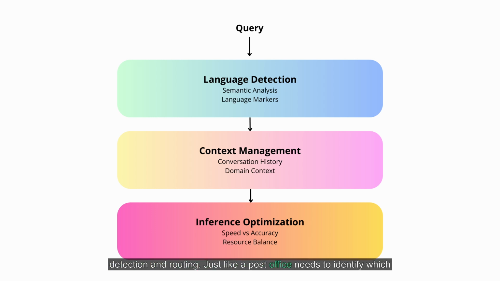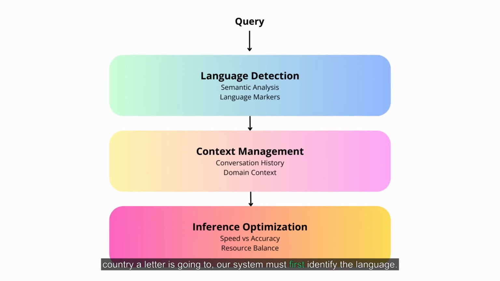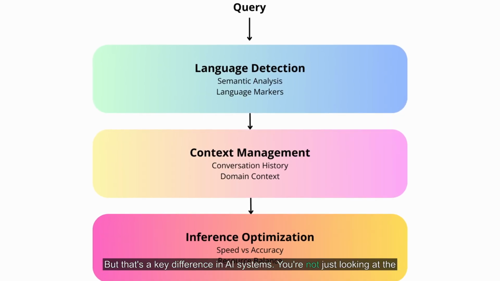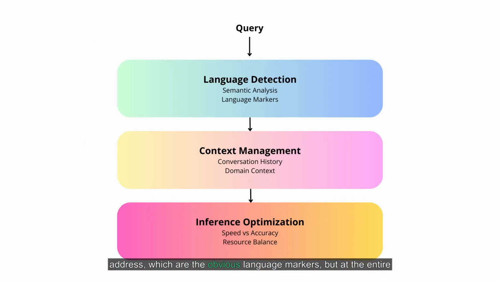Just like a post office needs to identify which country a letter is going to, our system must first identify the language. But there's a key difference in AI systems. We are not just looking at the address, which are the obvious language markers, but at the entire content, which is the semantic meaning behind it.